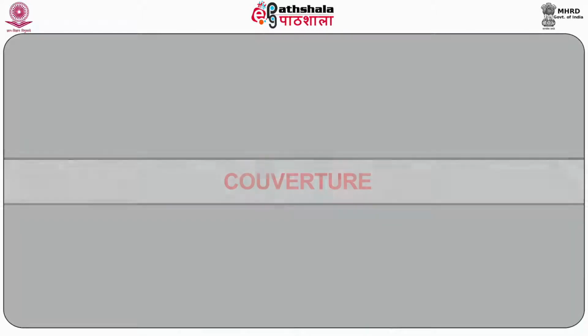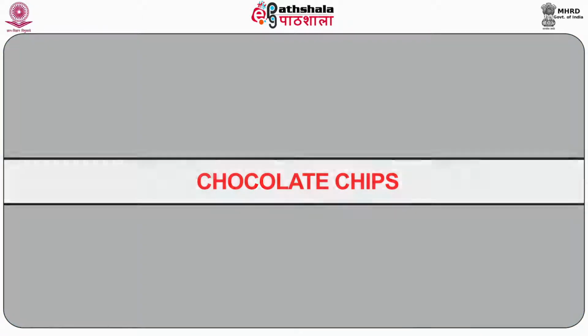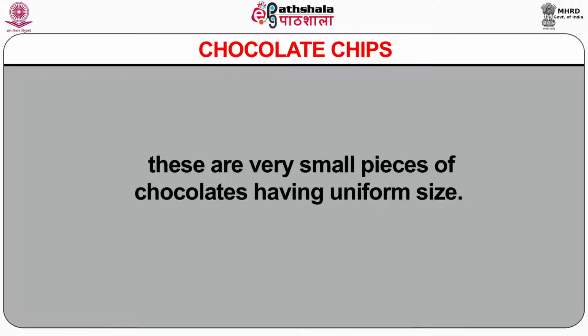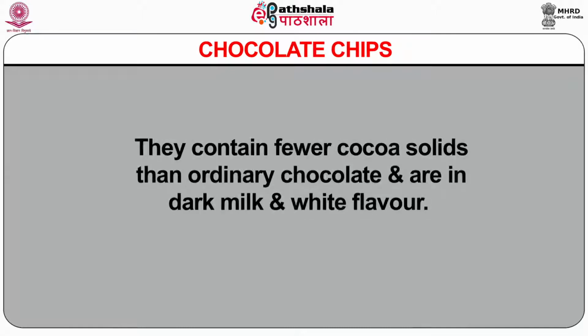Couverture: this is a pure quality chocolate in which cocoa percentage is high, thus giving it a glossy texture. It is widely used for decorative purposes. Couverture would have 40% cocoa solids, 40% cocoa butter and 20% sweetening. Chocolate chips: these are very small pieces of chocolate having uniform size. They contain fewer cocoa solids than ordinary chocolate and are in dark, milk and white flavors.